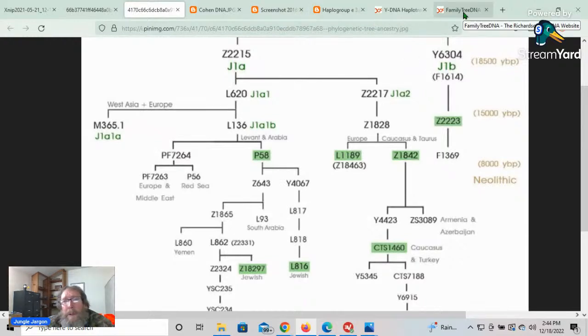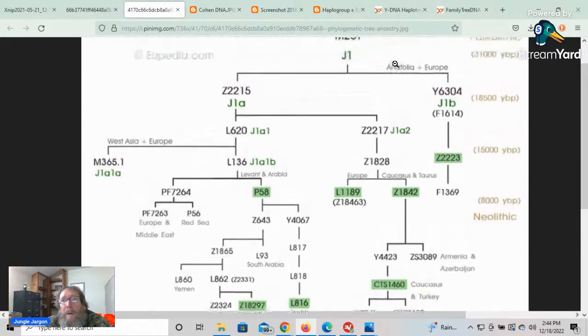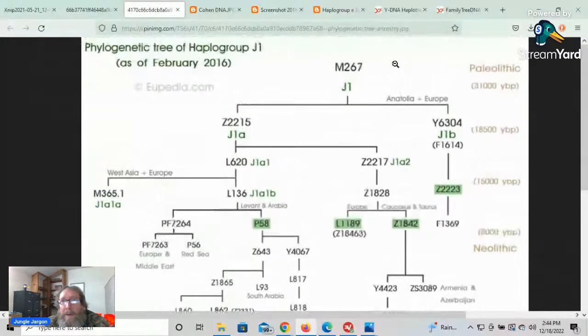Just wanted to explain a little bit: these are SNPs, single nucleotide polymorphisms, but the STRs, the short tandem repeats of the non-recombining Y DNA, look like this.